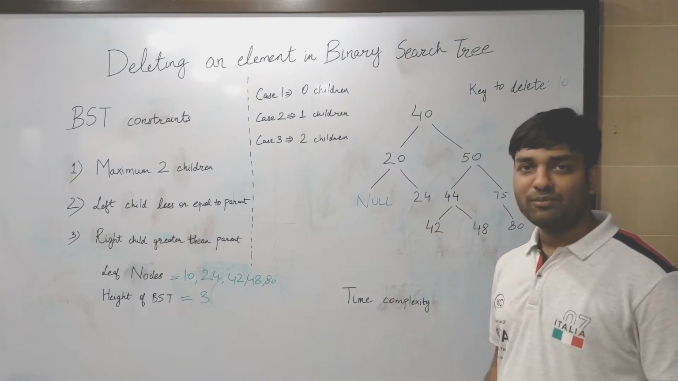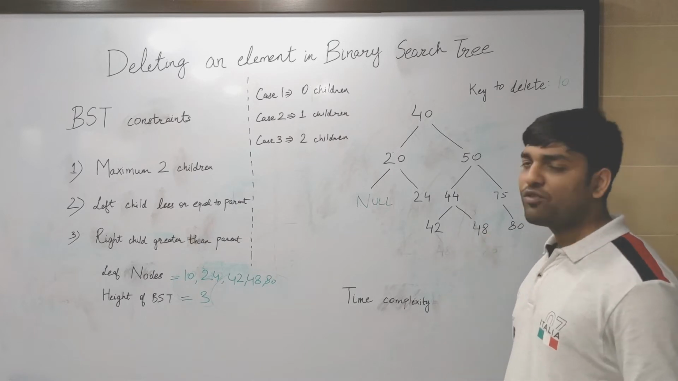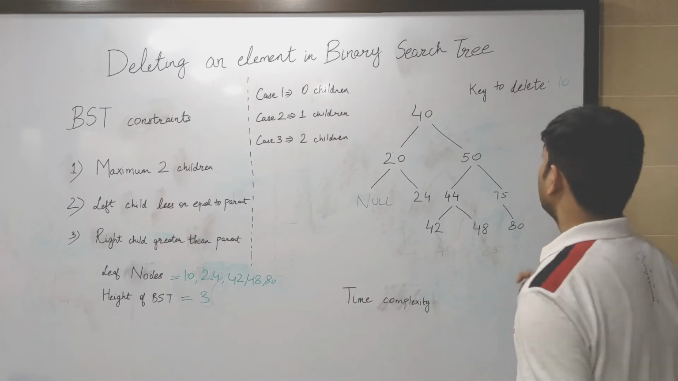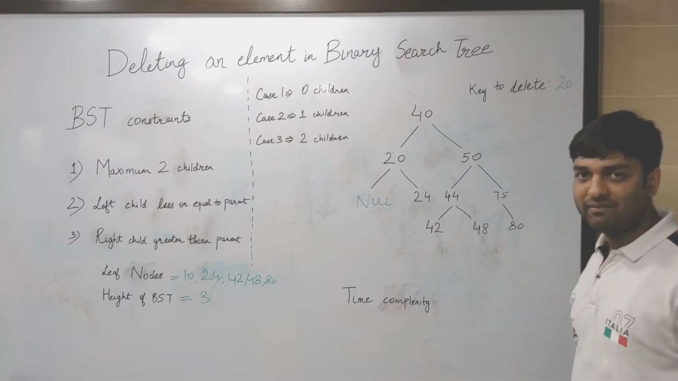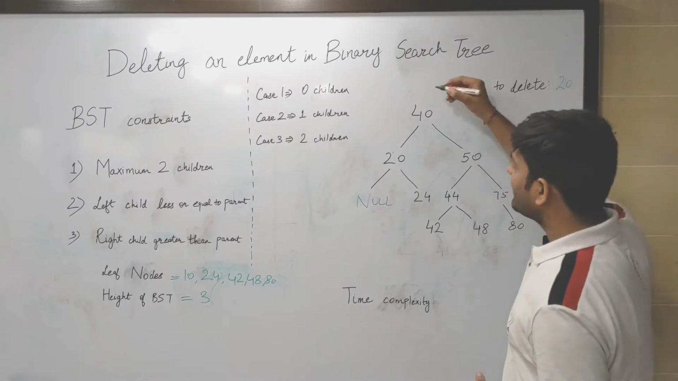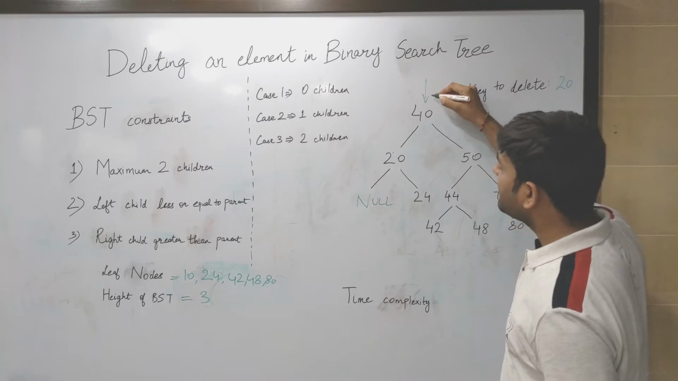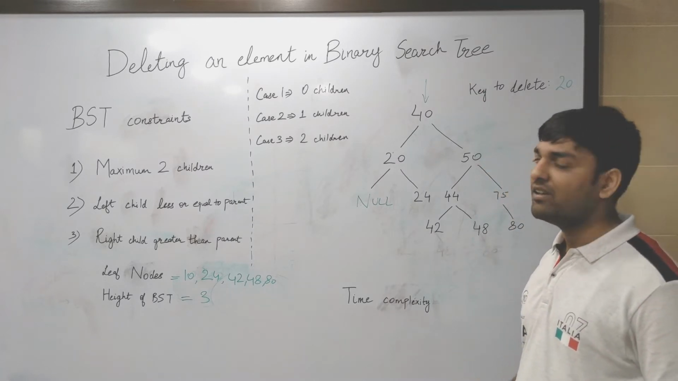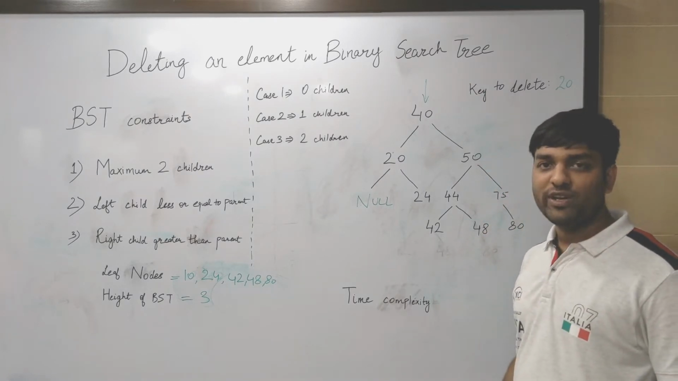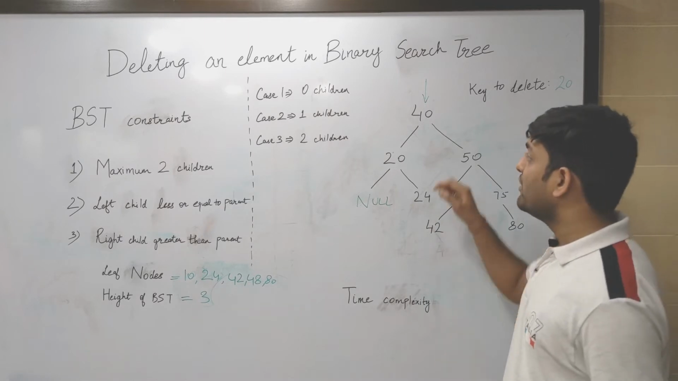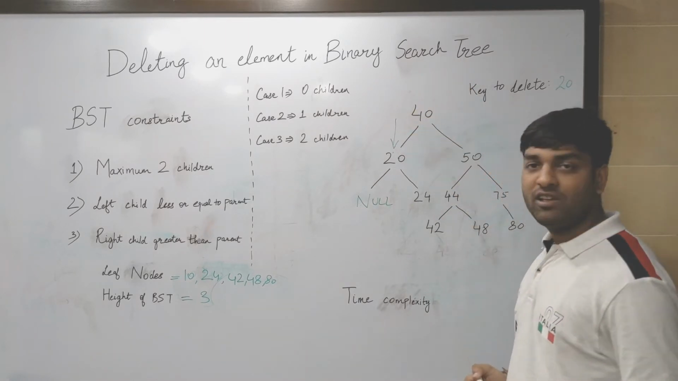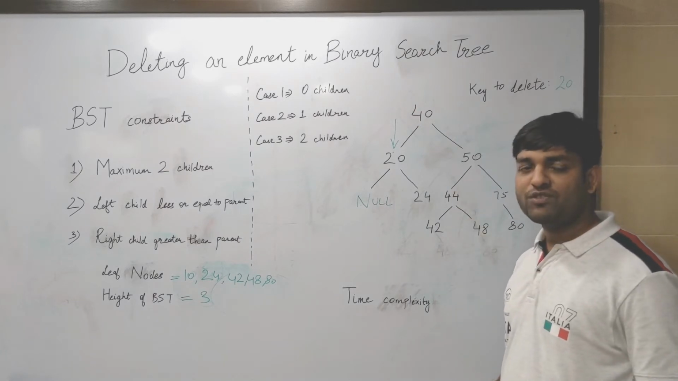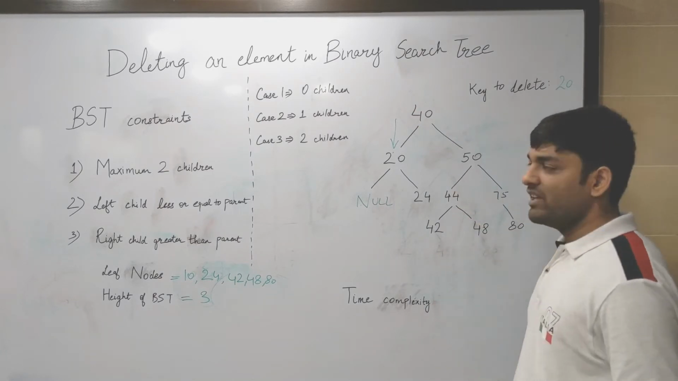Now let's look at case number 2 where the node that we want to delete has 1 child. Let's take an example of deleting the node 20. In this case also, the current node points to 40 in the beginning. The node that we want to delete is 20, which is smaller than 40. We move our current node to the left subtree. So now we have found the node which we want to delete, which is 20.